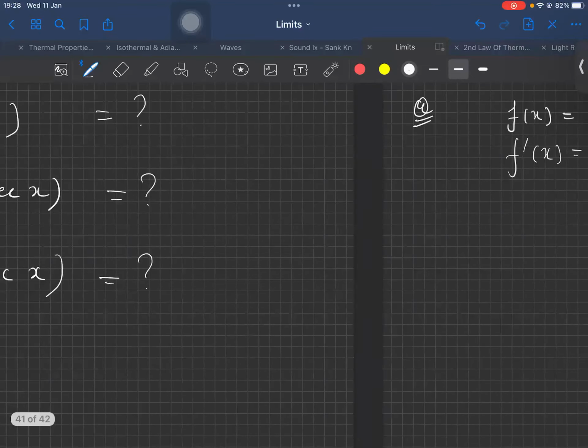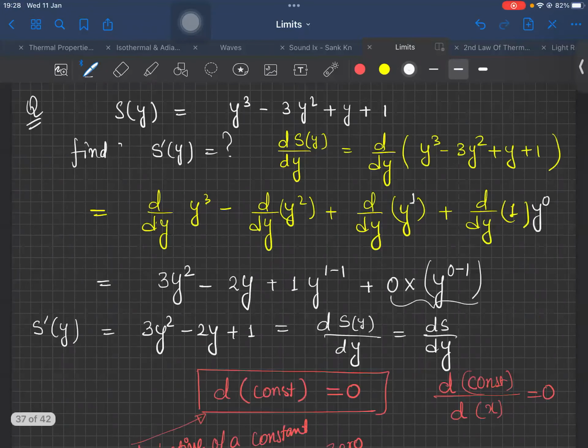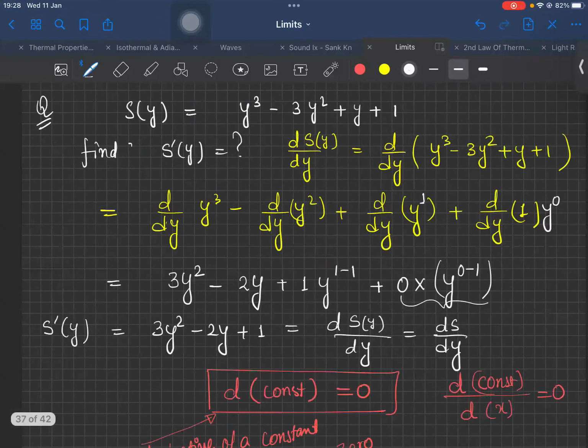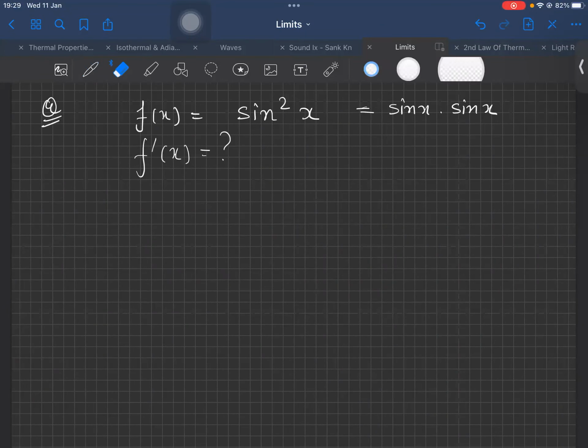See, you can use this method also. I'll show you both methods. Sin 2x, sir. Sine 2x. Okay. How did you do it? Let's take sin x as uv, sir. So u dash v plus v dash u, sir. So it's like cos x into sin x plus cos x into sin x, which is 2 cos x into sin x, which is sin 2x, sir. Yes. So the derivative will be understood, everyone.